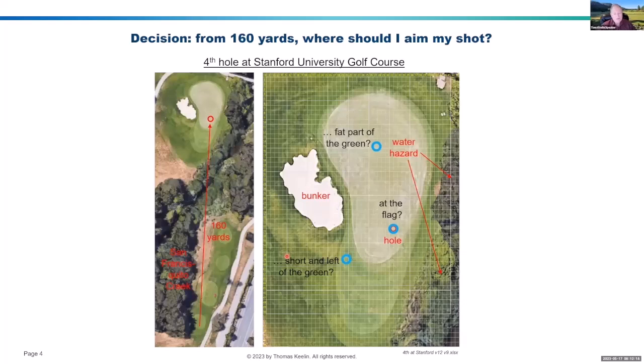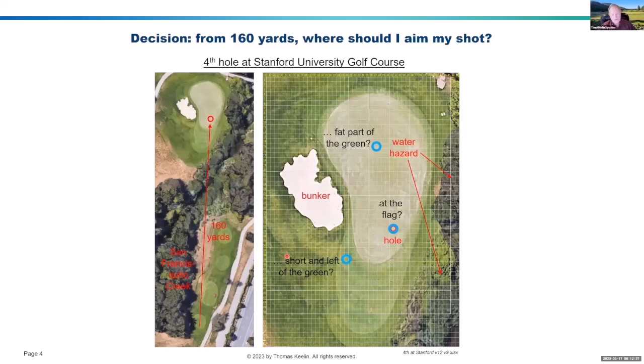I'm going to use as an example the fourth hole at the Stanford University Golf Course. This is the Google Earth view of the hole on the left. It's about 160 yards, par 3. When the pin is tucked on the right corner of the green, as you see here, it's very close to a treacherous water hazard called San Francisco Creek.